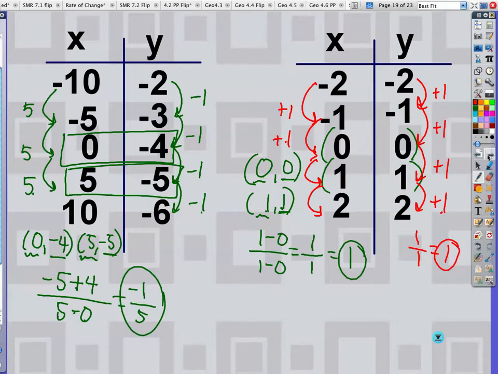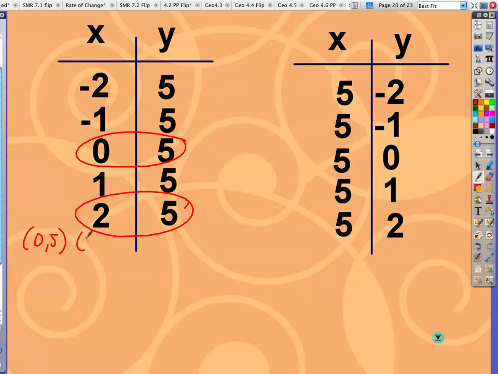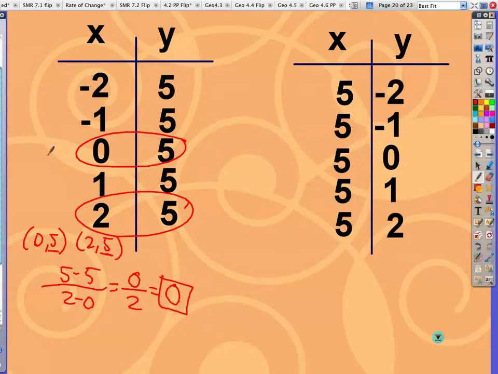Okay, let's look at our special cases now. Once again, I'm going to pick this one, and let me pick that point right there. 0, 5, and 2, 5. y2 minus y1, 5 minus 5, over 2 minus 0. 5 minus 5 is 0. 2 minus 0 is just 2. 0 over 2 is just 0. This particular table has a slope of 0.